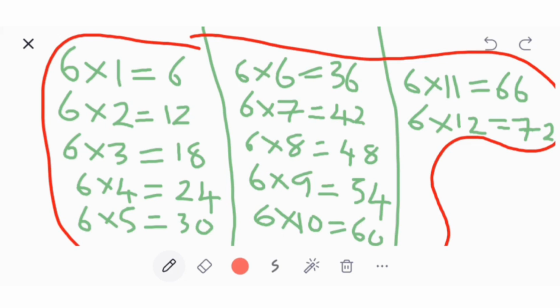Then you continue. 6 times 5, 30, 6 times 6, 36, 6 times 7, 42, 6 times 8, 48, 6 times 9, 54, 6 times 10, 60, 6 times 11, 66, 6 times 12, 72. Now, if you were able to recite everything without a single error, it means you have mastered it.